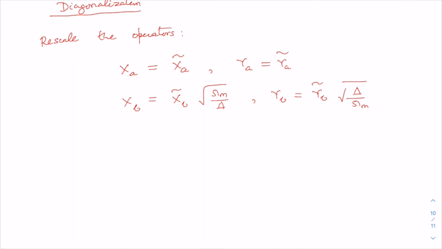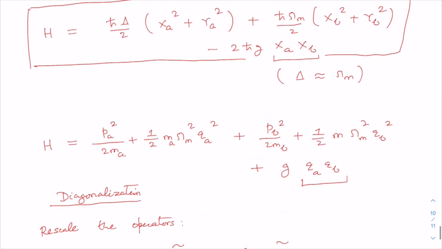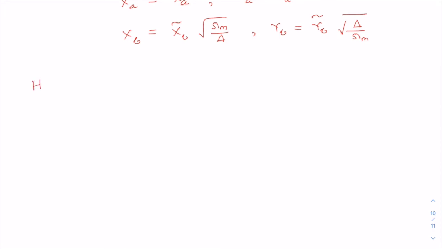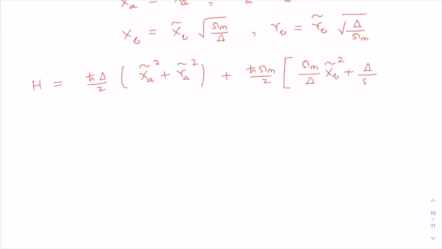So now if I put this in this Hamiltonian, what I'm going to get, this is simple algebra, so let me write it. So we'll have h cross delta by 2 x a tilde square plus y a tilde square plus h cross omega m by 2. Here I will have omega m by delta x b tilde square plus delta by omega m y b tilde square minus twice h cross z x a tilde into x b tilde square root of omega m by delta.